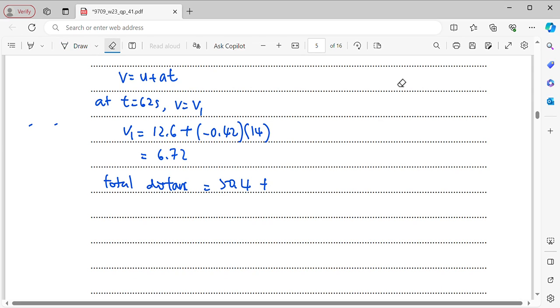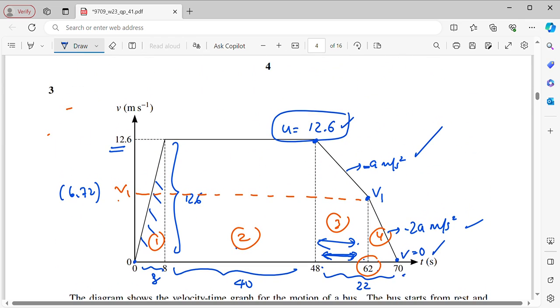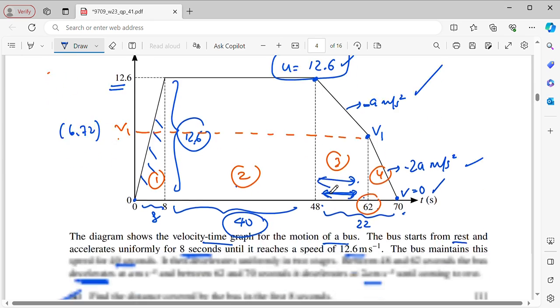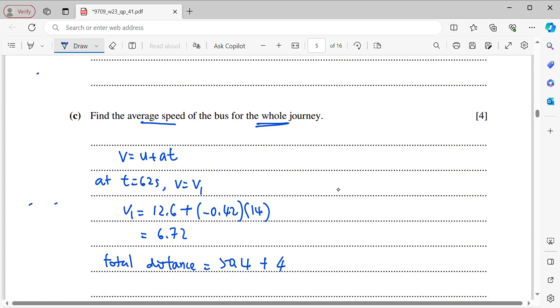Plus, for the second distance, that is the area of this rectangle. That means now I know that the length is 40, and the height here is 12.6. So it will be 40 times 12.6. So here I will just write plus 40 times 12.6.